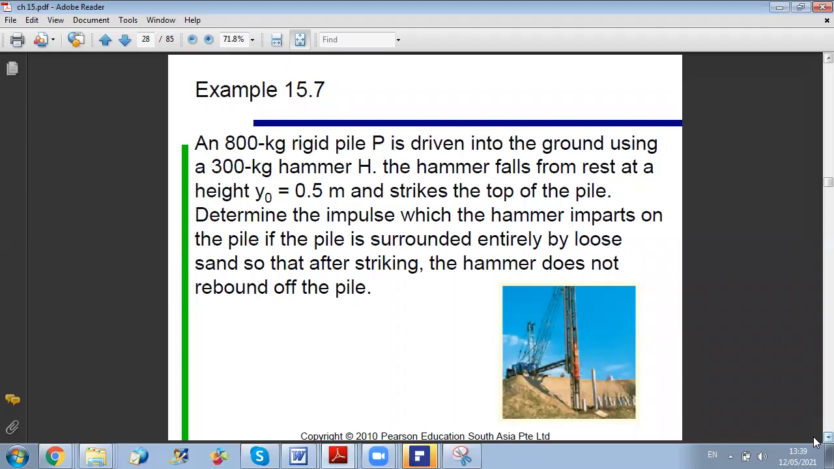An 800 kilogram rigid pile P is driven into the ground using a 300 kilogram hammer. The hammer falls from rest at a height of 0.5 meters and strikes the top of the pile. Determine the impulse which the hammer imparts on the pile if the pile is surrounded entirely by loose sand so that after striking, the hammer does not rebound off the pile. So here we have a collision problem. We drop something very heavy from a certain elevation, and our goal is to push an object further into the sand.